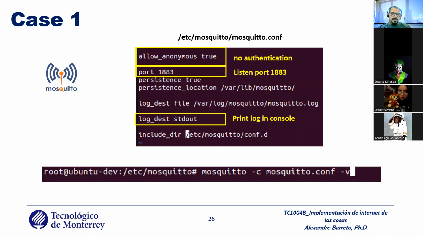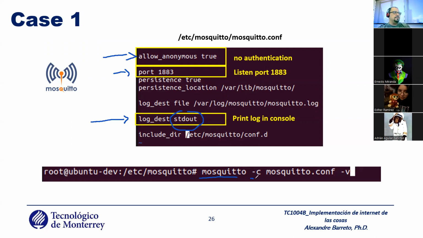The only thing that you need to pay attention to is to remember to set allow anonymous, okay? So you don't need a username and password to connect to the broker. Define the port, and define the log destination. In this case, use stdout. You need to define it because if you don't define this line here, you won't see any output that the broker provides.